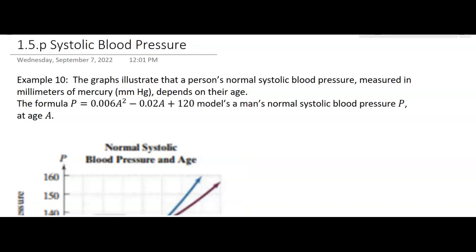So here we have some information about systolic blood pressure. The graph illustrates a person's normal systolic blood pressure measured in millimeters of mercury. So the mm is millimeters, and the Hg means mercury. Okay. And it depends on their age.